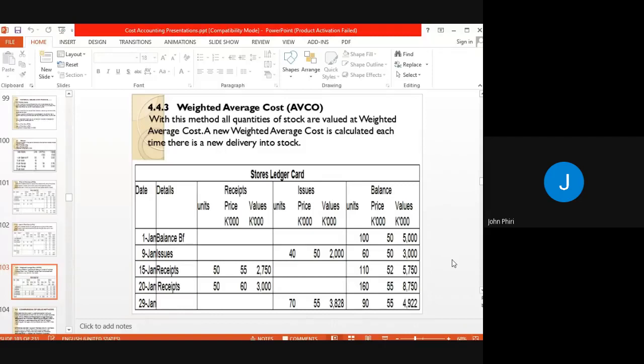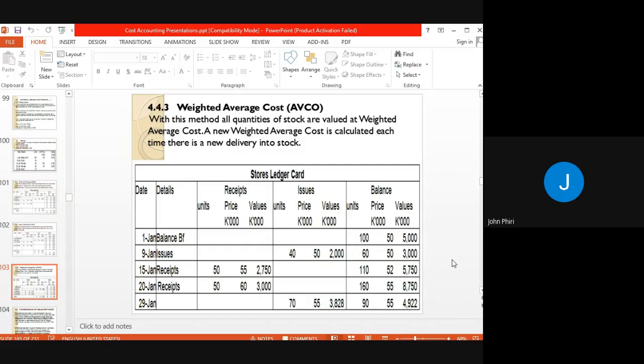That's how some people use this other method. They would take 55 kwacha plus 50 kwacha divided by 2. But that one will always be giving you some points anyway. The easier way to do the weighting is to add the values and divide by the quantity, and that will give you the price. So the price is the answer to the division of the two: the value divided by quantity. Good.